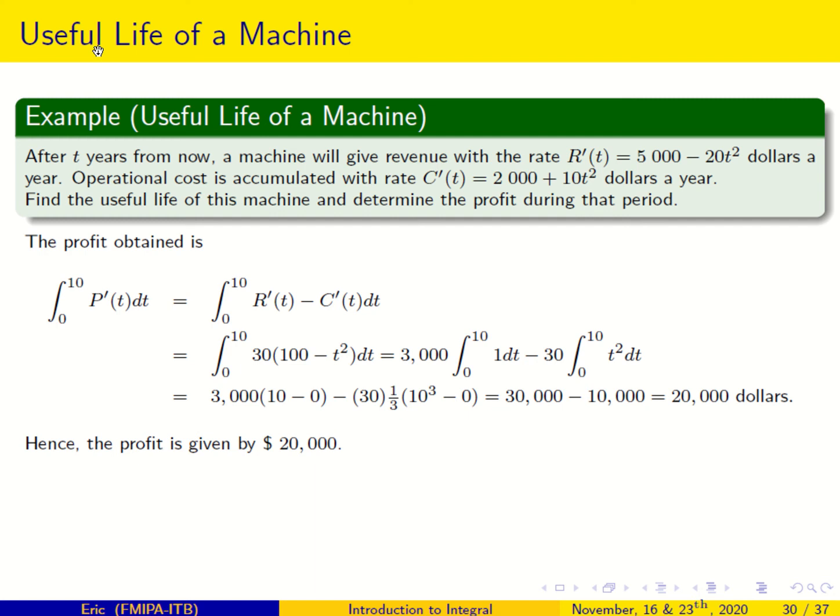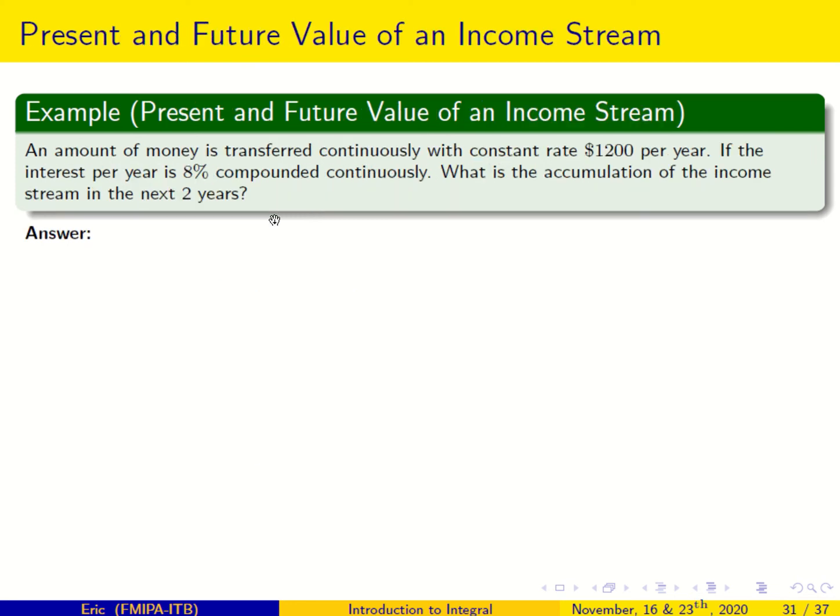So it is assumed that the machine is useful when the profit is increasing. When the profit is decreasing, it's time to change the machine. Okay, the second one is the present value and future value of an income stream.